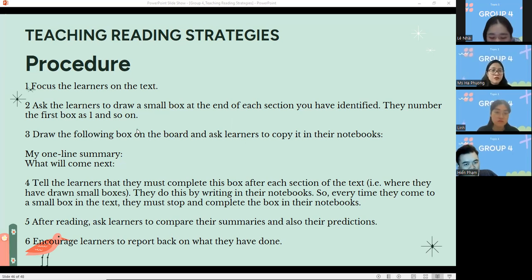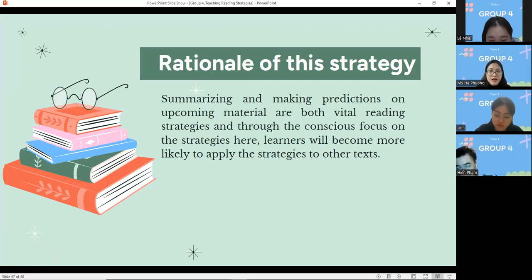So for the last part, this is the rationale of this reading strategy. Summarizing and making predictions about upcoming material are both vital reading strategies, and through the consistent focus on these strategies here, learners will become more likely to apply the strategies to other texts.